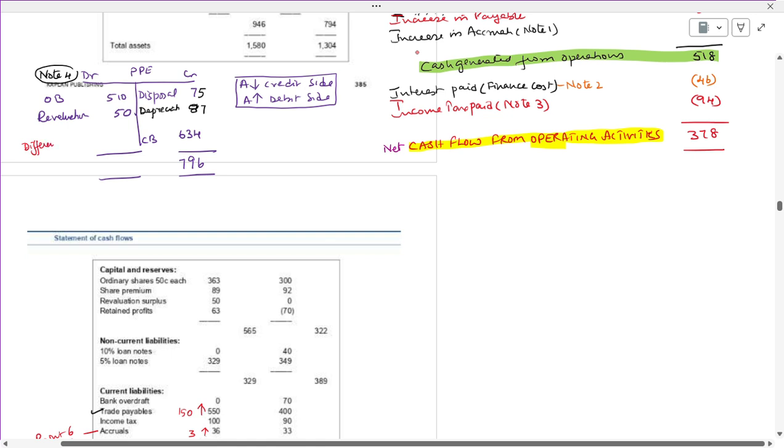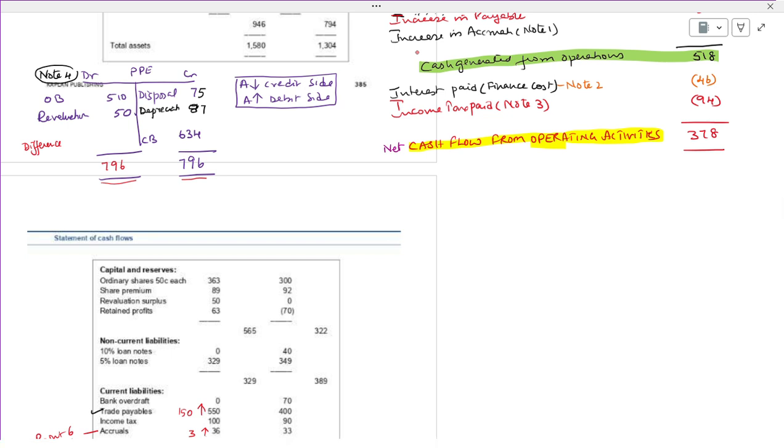$75 minus 87. 643. 75 plus 87 plus 634. Okay, 634. I wrote 643. No, good. Alhamdulillah. Okay. How much? 796. What is the difference? 236. What is this?